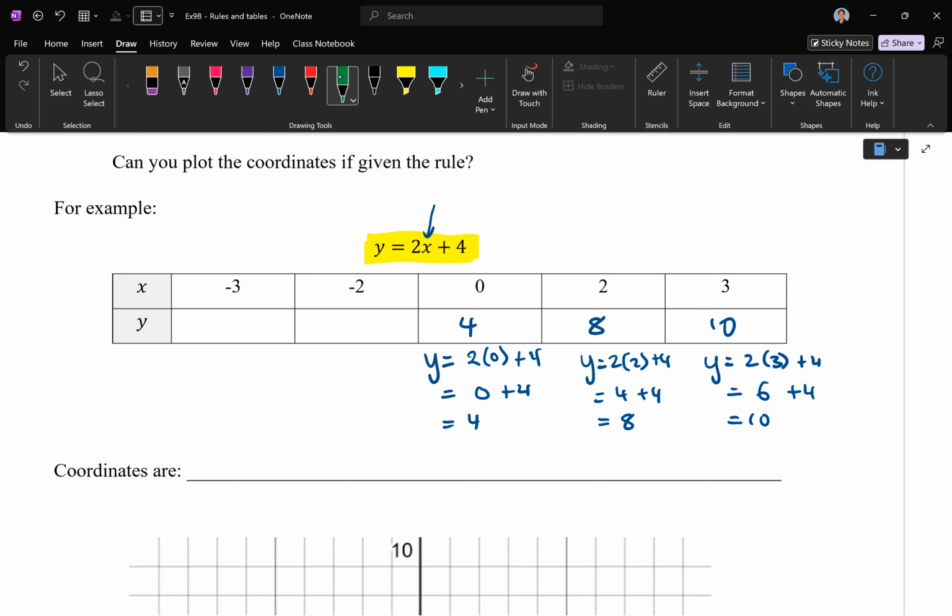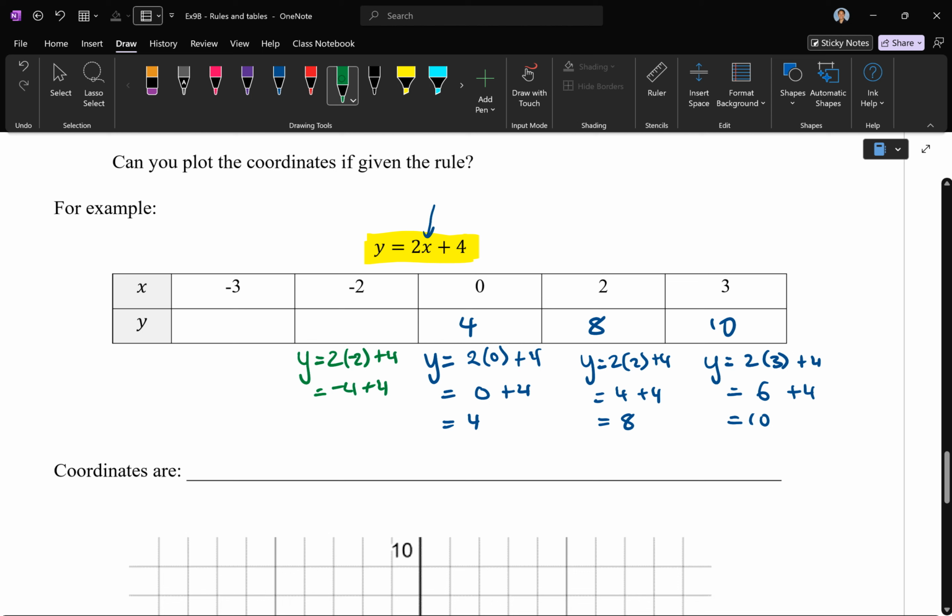We're on to negative 3 and negative 2. Now, I left the negatives because I was unsure if you're okay with negative numbers. If you're not okay with negative numbers, I'm going to do it over here again. So y equals double of negative 2. What's double of negative 2? Negative 4. Add 4 gives you? 0. Very good. So this one is 0.